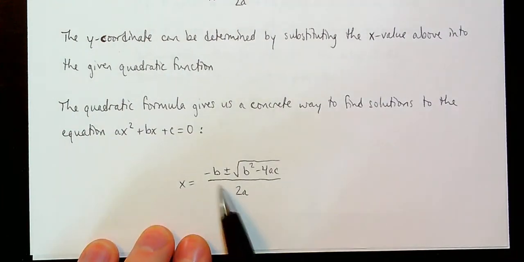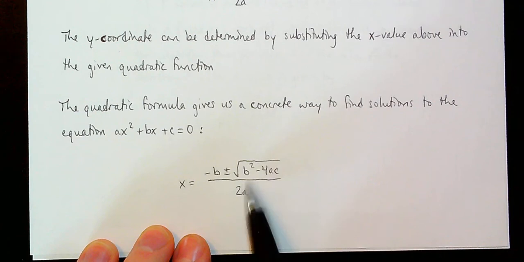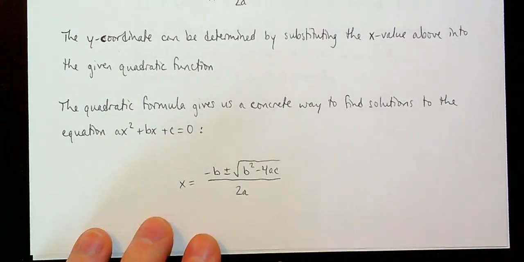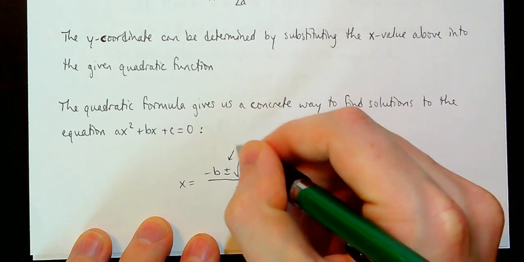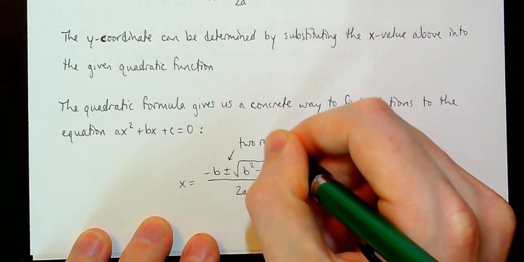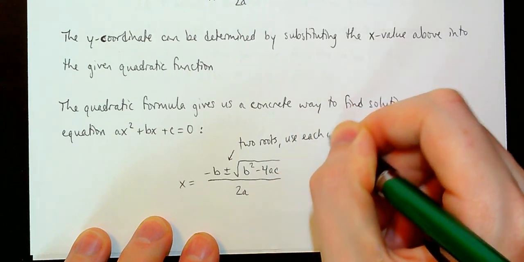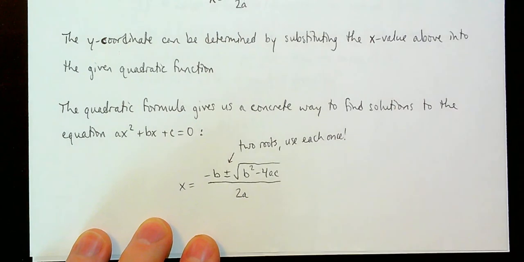One where we do minus b plus the square root of b squared minus 4ac all over 2a. That's one of my x values. And then my other x value is x equals minus b minus the square root of b squared minus 4ac all over 2a. So that plus minus there actually means two roots, use each one once.